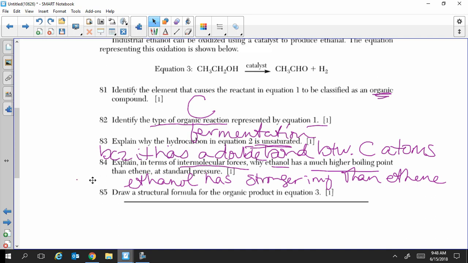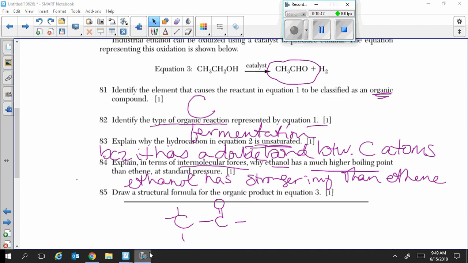And the last one, draw the structural formula for the organic reactant in equation 3. Not reactant, product. So here's the product that's organic because it's got the carbons. So a C with 3 H's and a C with an H and an O. Well, O needs 2 bonds and carbon needs 4, so that's a double bond. So there we go. That is the end of the August 2016 exam. Thanks for joining me.